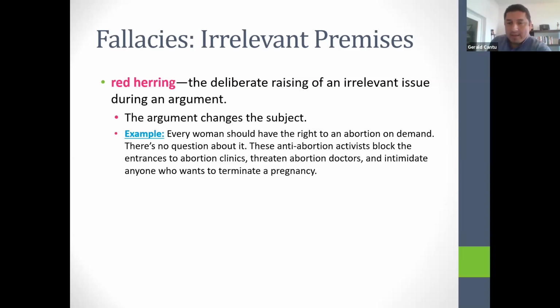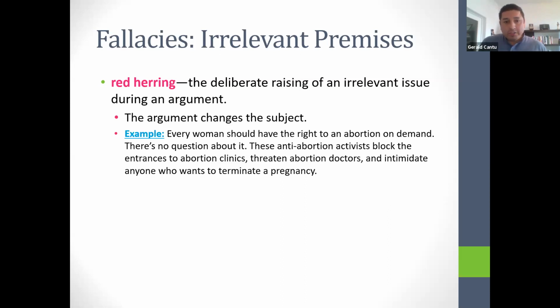So you do have to see that there's a difference in topic between what you have in the premise and what you have in the conclusion. It's a deliberate raising of an irrelevant issue during an argument. The argument does change the subject. So let's look at this argument here, right?